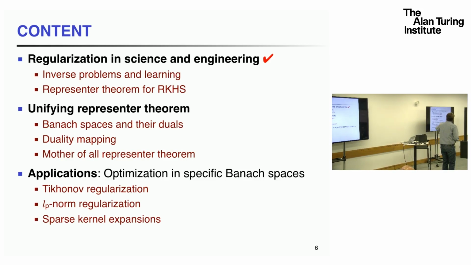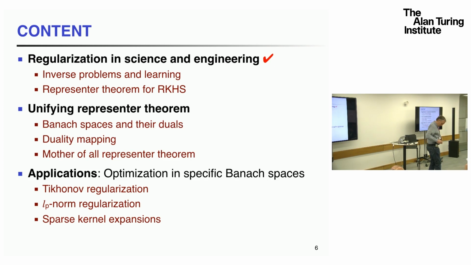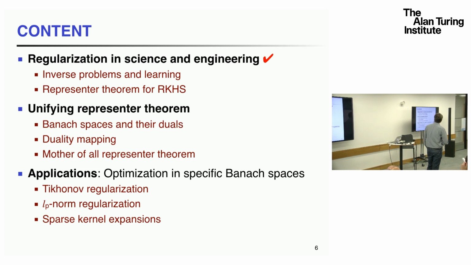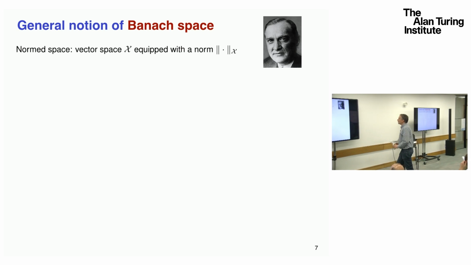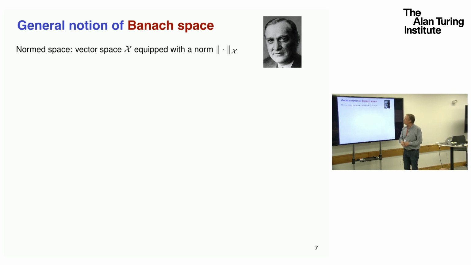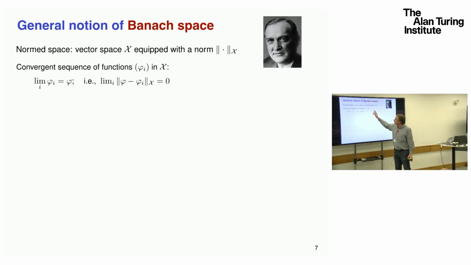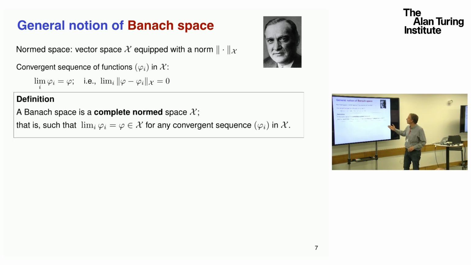Now, the unifying representer theorem. I talked about Banach spaces, and here are the tools that will help us uncover this representer theorem. So, the general notion of Banach space. Here's a nice picture of Banach. A Banach space is just a vector space equipped with a norm, such that all converging sequences of elements in that space converge to a limit that's also in the space. So it's a complete normed space. That's very, very standard.